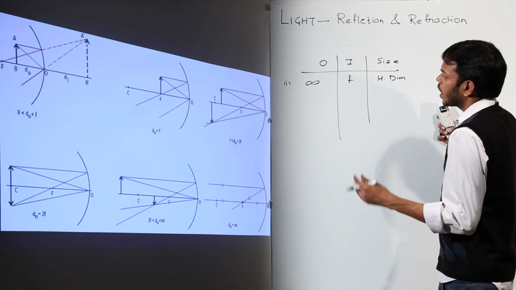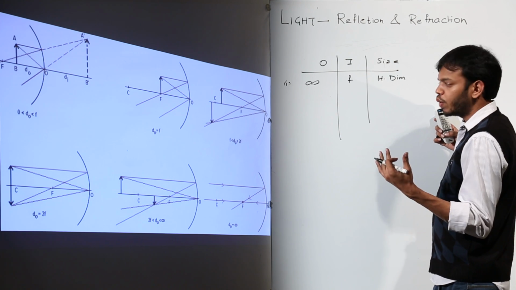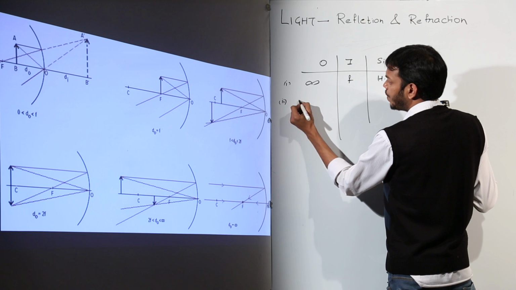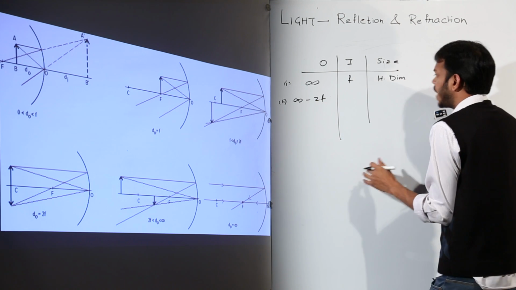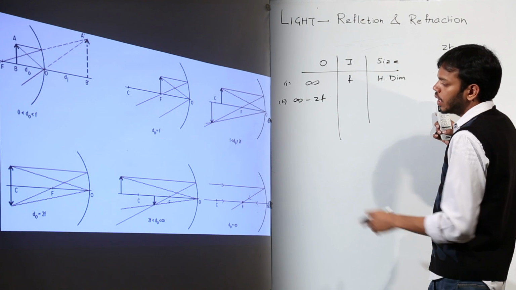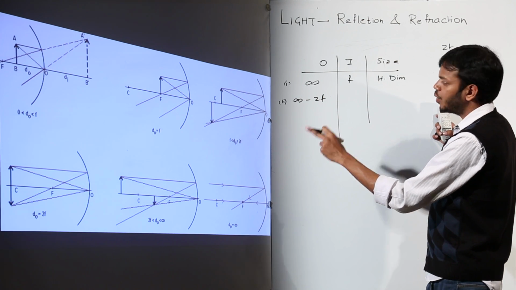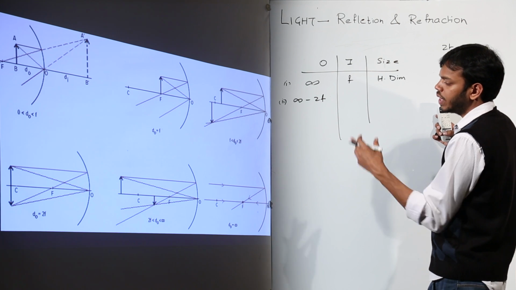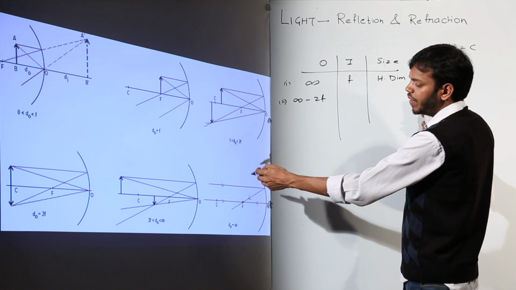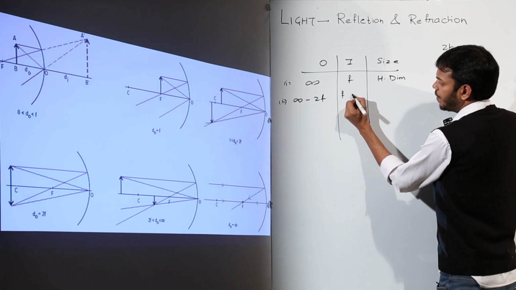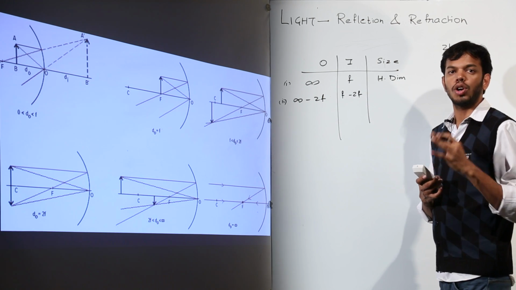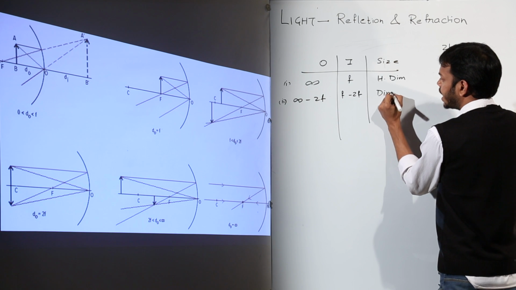Go to the next one. We have brought the object a bit closer, towards 2f or the center of curvature. So that means the object is placed between infinity and 2f. What is 2f? I am referring to 2f as the center of curvature, twice the focus. This time the image got shifted a bit back. The image got shifted between f and 2f. This time the size is still diminished but not highly diminished, so we'll write just diminished.